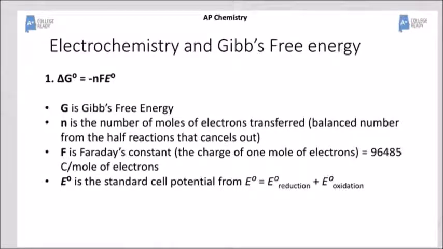F is a constant. It's called Faraday's constant. It's actually the charge in coulombs of 1 mole of electrons. So it's 96,485 coulombs per mole of electrons. So if we have 6 moles of electrons transferred, it would be multiplied, as you see, N times F. And then the last term we've seen already is that standard cell potential we've been calculating by adding the reduction potential to the oxidation potential.